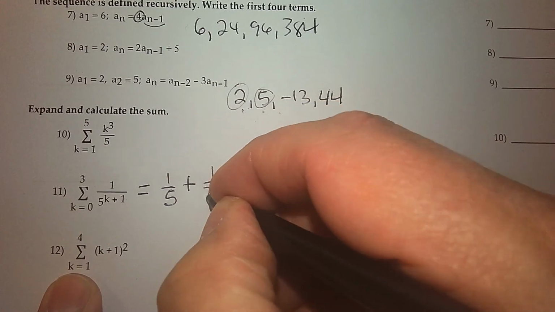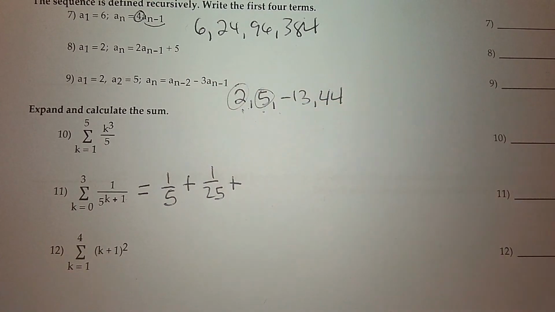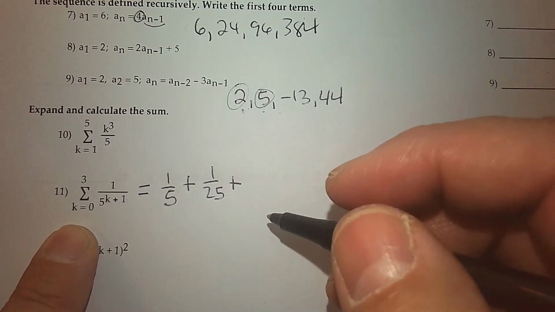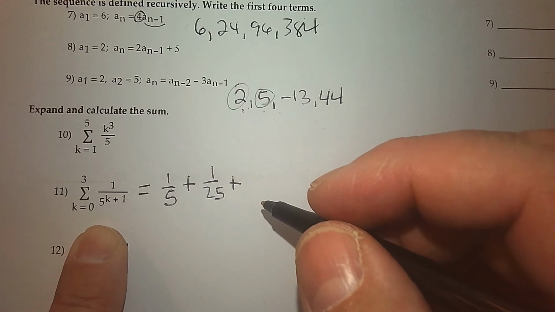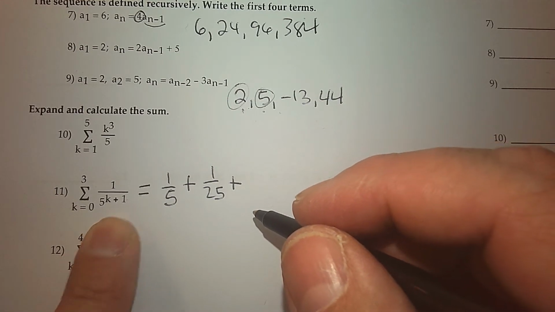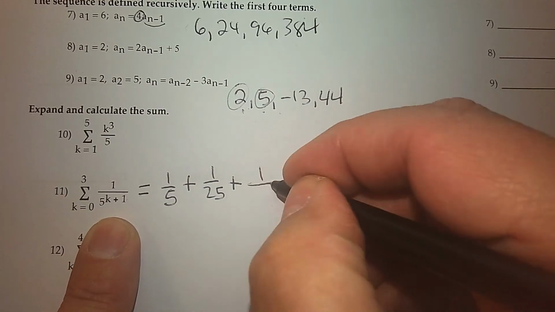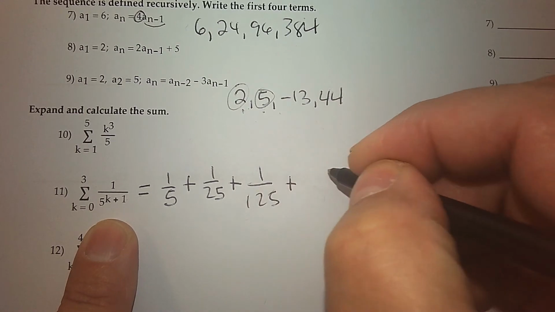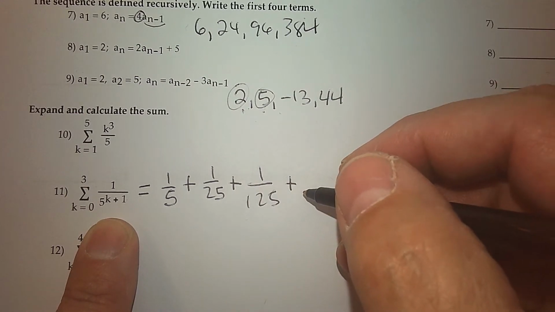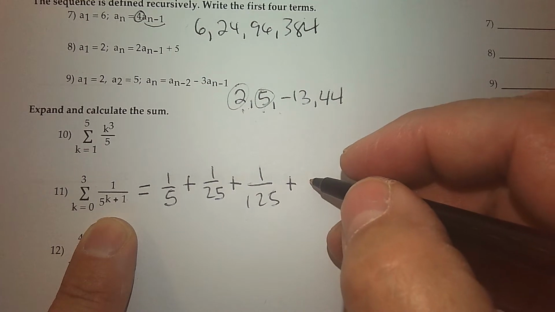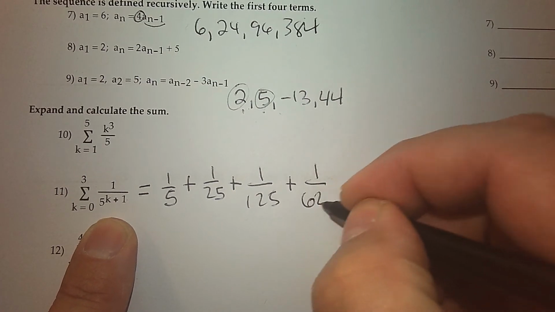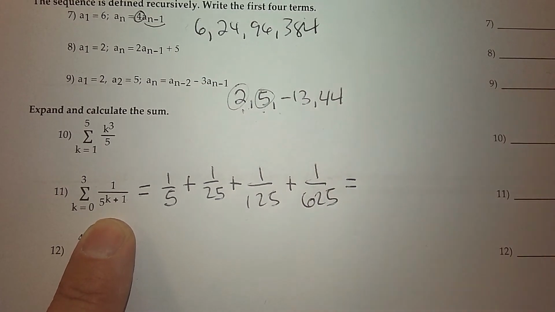So it's 1 over 25. One more time. Another time. 2 would be 1 over 125. 3 is where we'll stop. That's 1 over 625.